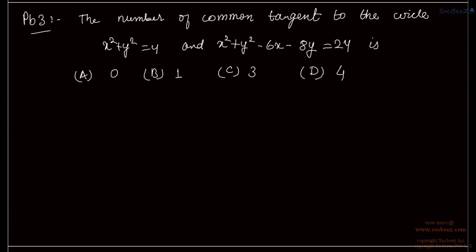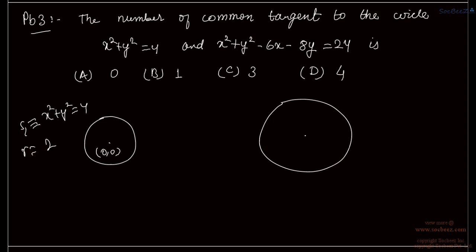The number of common tangents to the circles x square plus y square is equal to 4 and x square plus y square minus 6x minus 8y is equal to 24 is. So here the question is asking the number of common tangents. So we have to find the position of the circles with respect to each other. Say this circle, x square plus y square is equal to 4, is circle S1, with center at the origin (0, 0) and radius 2 units. And say another circle has a center of (-g, -f), which is equal to (3, 4), right?